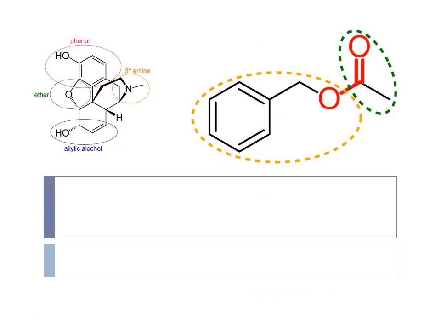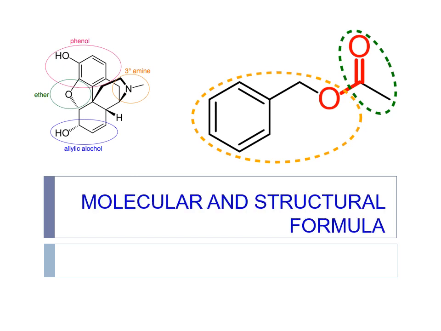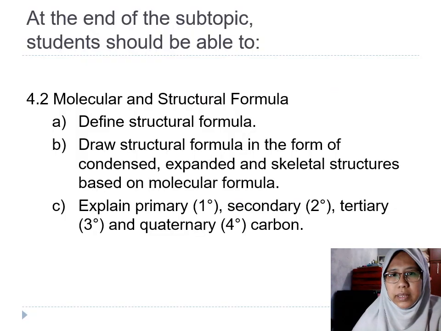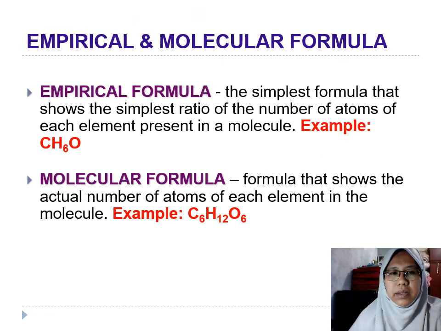The next part of the lesson is to learn about molecular and structural formula. There are 3 types of structural formula, which are condensed, expanded, and skeletal. We need to be able to draw all 3 of them, and we need to explain primary, secondary, tertiary, and quaternary carbon and hydrogen. Now, we have learned this in Chapter 1, Sem 1.